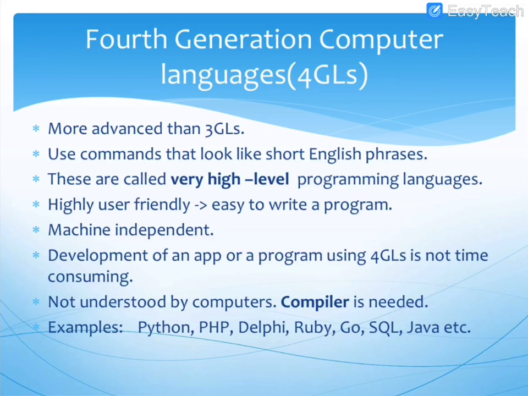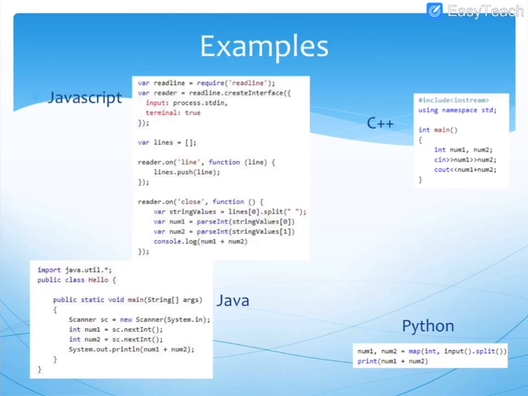Next, I'm going to give you an example of code written in various programming languages. Here it is. We see four programs here. One is written in JavaScript, another in C++, another in Java, and this is the program written in Python. All these are programming languages, and each of these four programs adds two numbers.